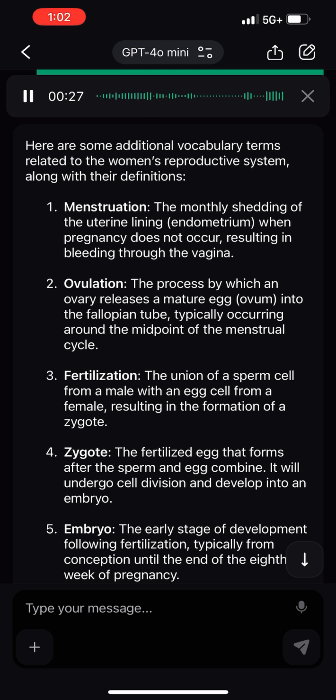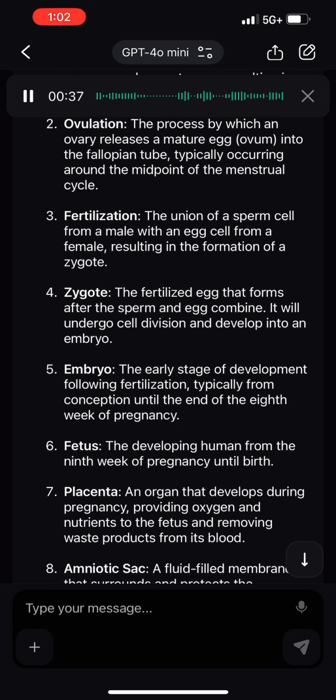3. Fertilization. The union of a sperm cell from a male with an egg cell from a female, resulting in the formation of a zygote. 4. Zygote. The fertilized egg that forms after the sperm and egg combine. It will undergo cell division and develop into an embryo. 5. Embryo. The early stage of development following fertilization, typically from conception until the end of the 8th week of pregnancy.